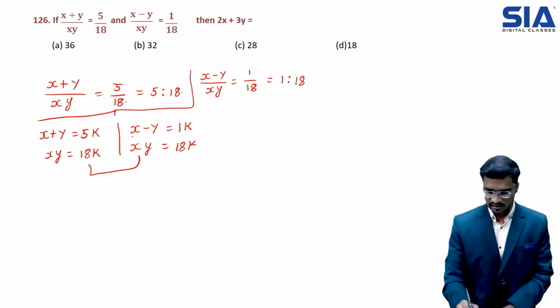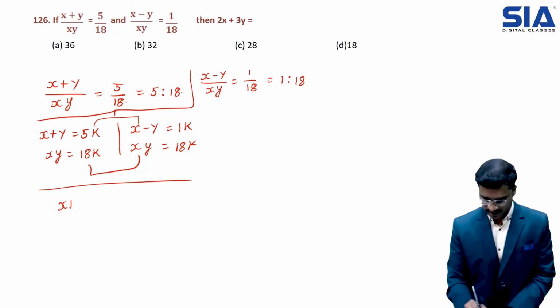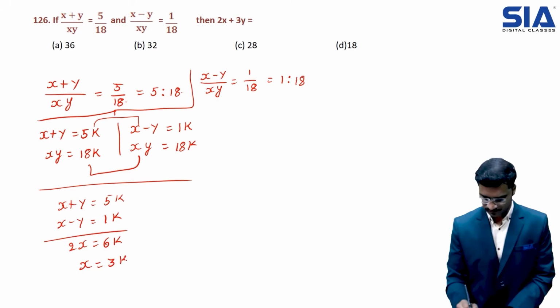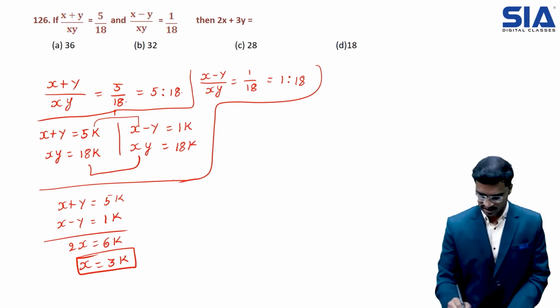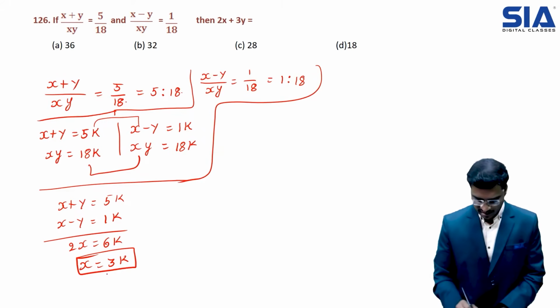So let us add both of these: x plus y is equal to 5k and x minus y is equal to 1k. So the value of 2x will be 6k, then the value of x will be 3k. In this question, he is asking us to find the value of 2x plus 3y. If the value of x is 3k, then what will the value of y be?